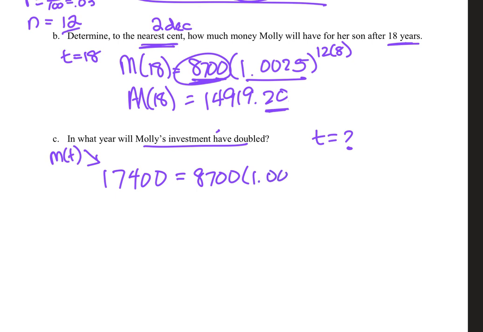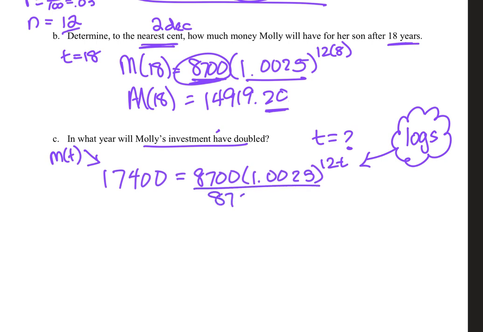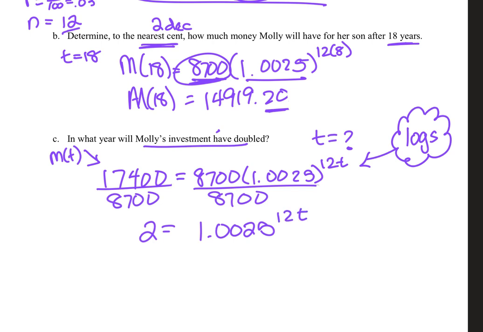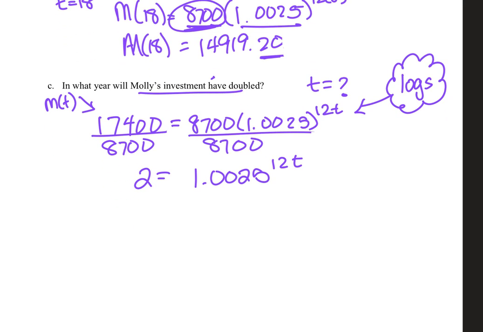So since we're solving for an exponent, that means I'm going to have to use logs. So whenever you see that, remember, oh yeah, I got to use logs. This is a thinking bubble. You know that logs are going to be needed. So the process is similar to what we did yesterday. Divide by 8,700. You're going to get 2 here because we're doubling. And then we get 1.0025 to the 12t. Okay, this one has one extra step, but the next step is the same.